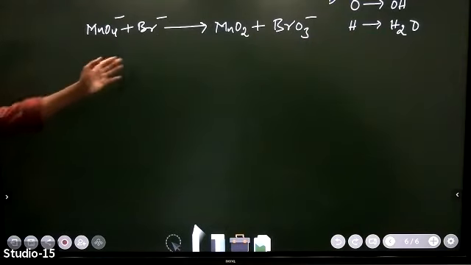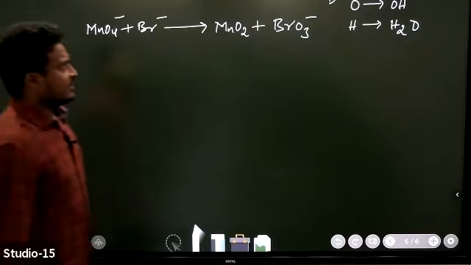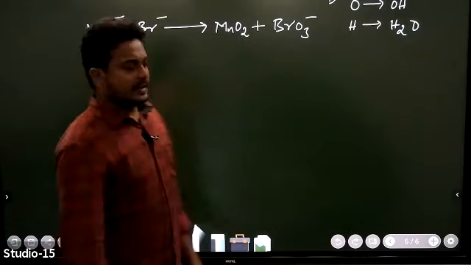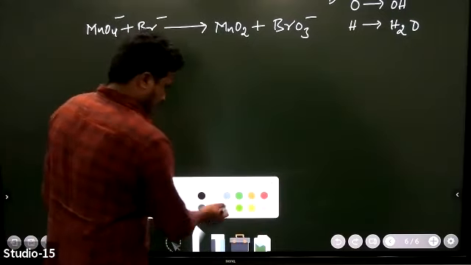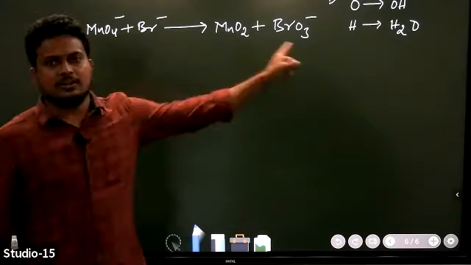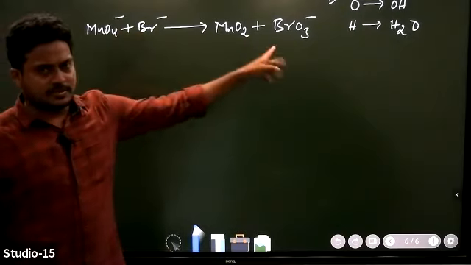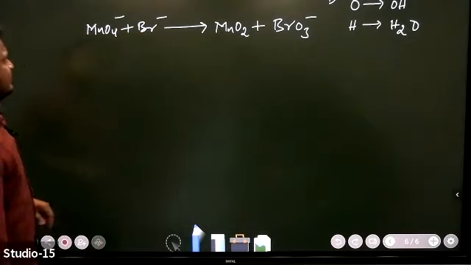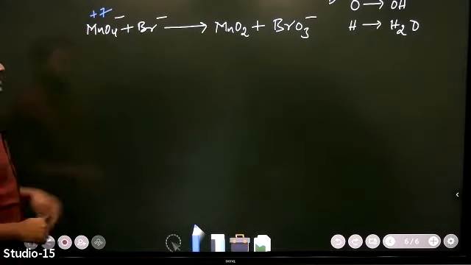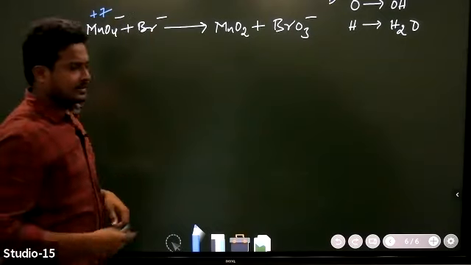First calculate oxidation numbers. Balance the redox reaction in basic medium by the oxidation number method, right? In the oxidation number method, first write the oxidation states of all the metals, all central atoms other than oxygen and hydrogen. Oxidation state of Mn in MnO4 minus is +7. Already we get Br minus as -1.